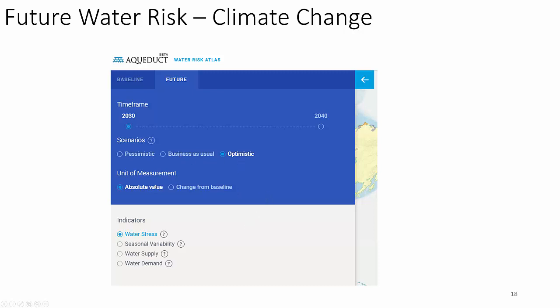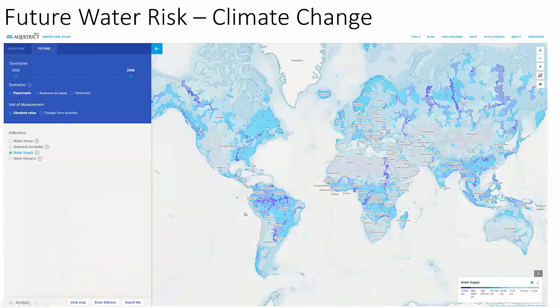And we can look at 4 indicators: water stress, seasonal variability, water supply, and water demand from an absolute perspective or change in baseline perspective. Change in baseline means that it's looking at 2030 from 2020 or 2019, when the most recent data sets are. That's really the most informative way to view this.